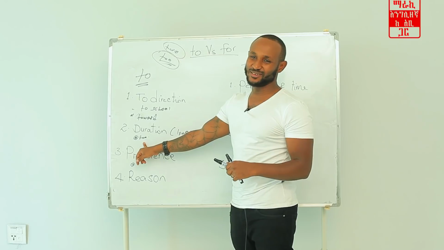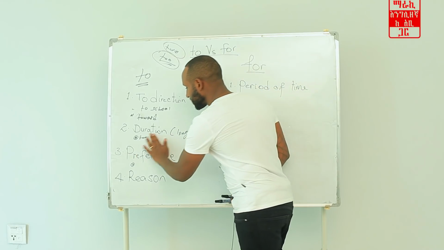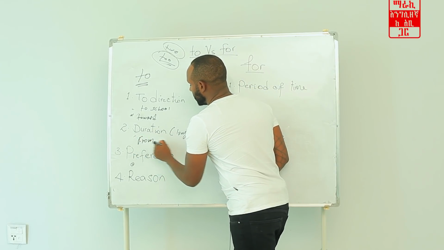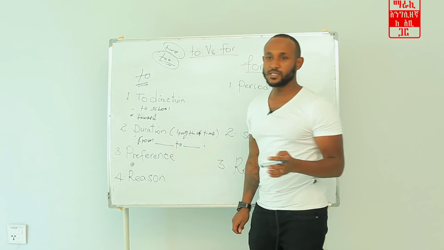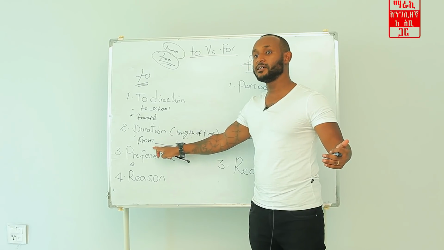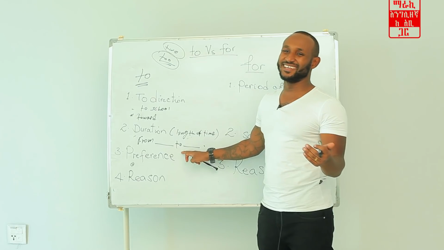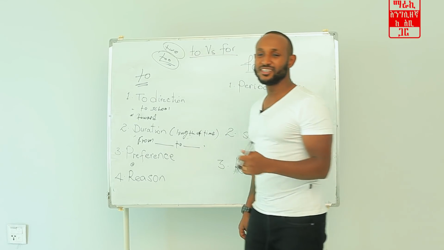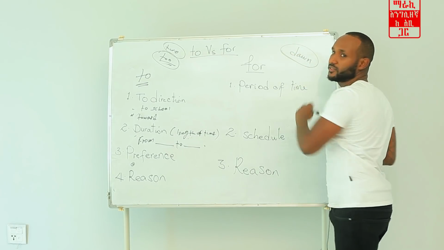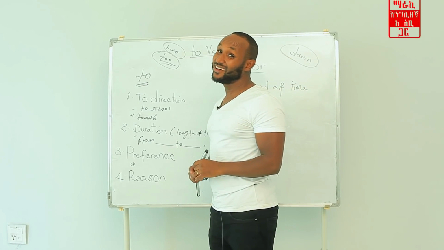I think this one right here gave you a clue, right? When I want to say from this to this, from... For example, I work from 9 to... From dawn to dusk. From dawn to dusk. Dawn means morning, yeah, dusk is evening.